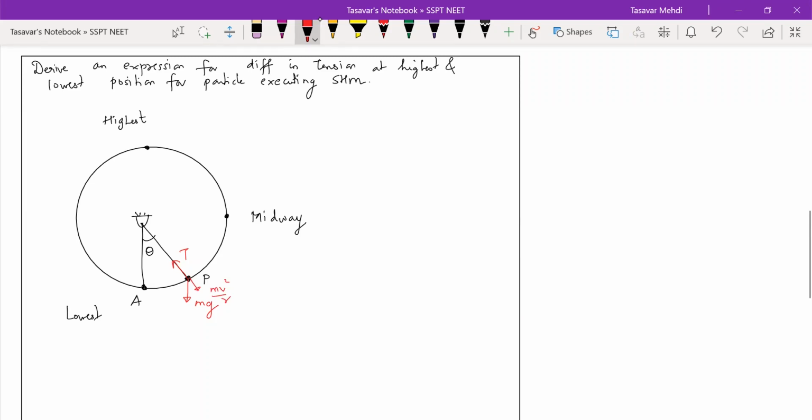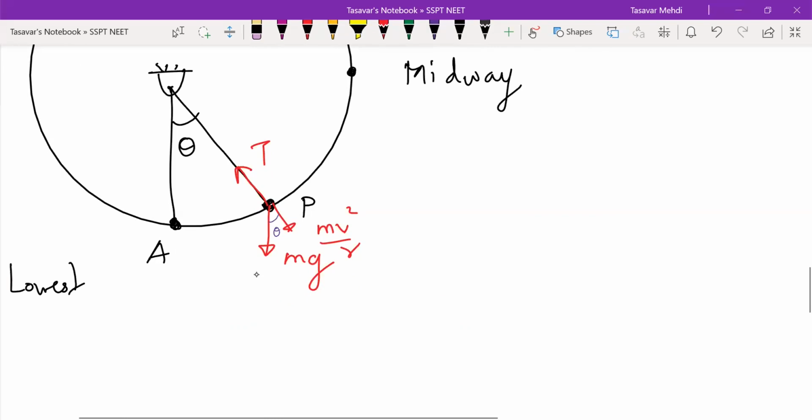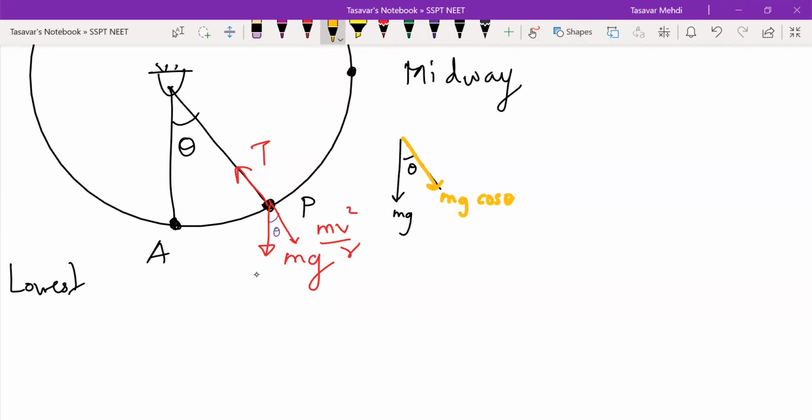Dear students, if this angle is theta, then this angle has to be theta. Let me zoom in for you. Let me draw this vector up, correct. This angle is theta, then this angle has to be theta, corresponding angle. So now, this was your mg. This angle is theta. Can I resolve this into two components? Yes, sir. This component will become mg cos theta. And this component will become mg sin theta. Did you understand this?